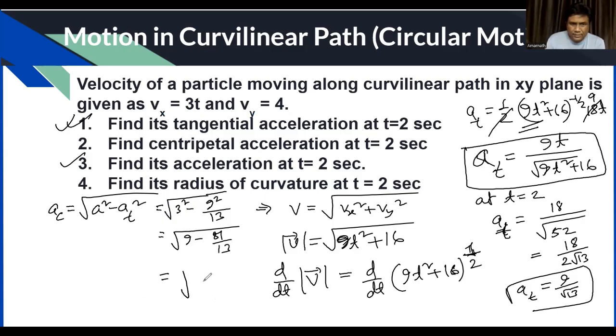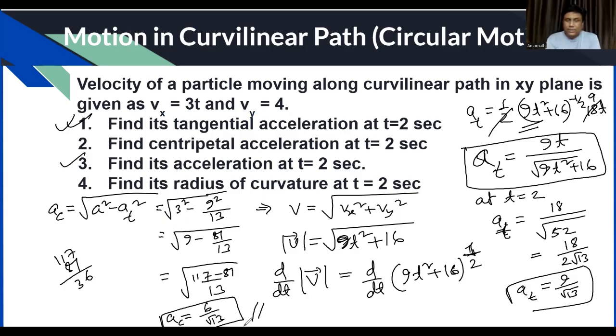If I take 13 as LCM, so 9 into 13 means what? 117 minus 81, so 36 by 13, and the square root gives 6 by root 13. Am I correct? Yes, sir, it is okay. So this will be the AC. I calculated A, I calculated AT, I calculated now AC. Then what I need to calculate? I need to calculate radius of curvature. So radius of curvature will be speed square by AC.